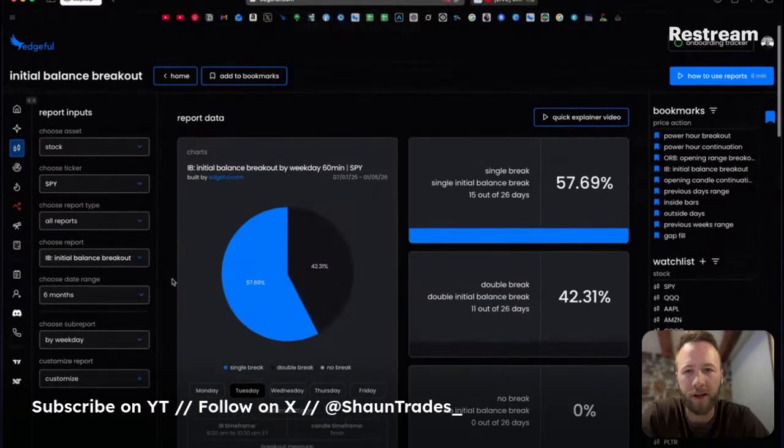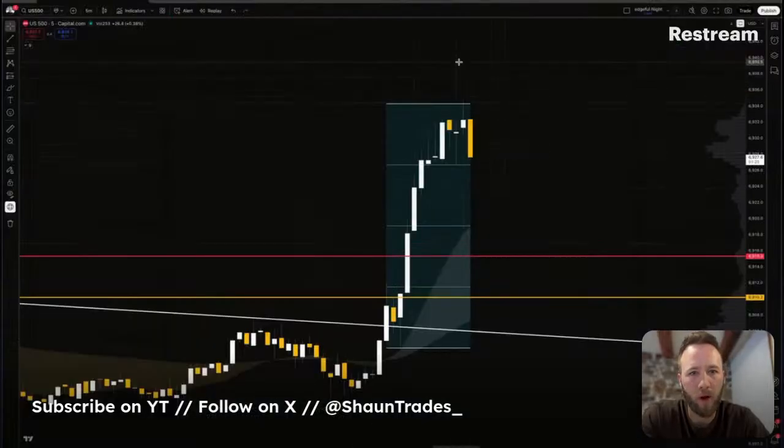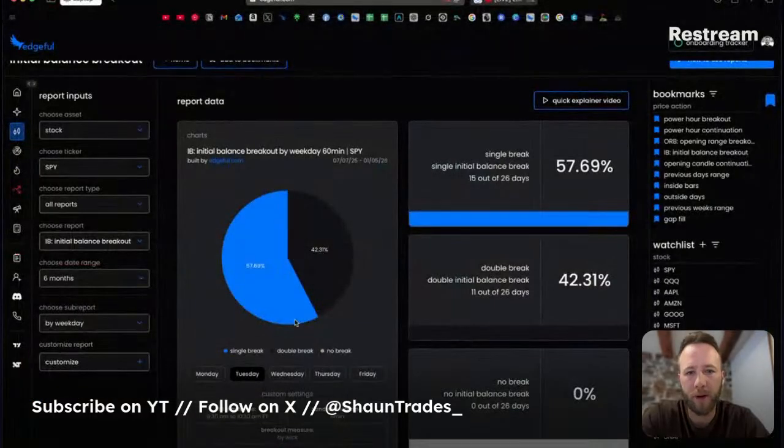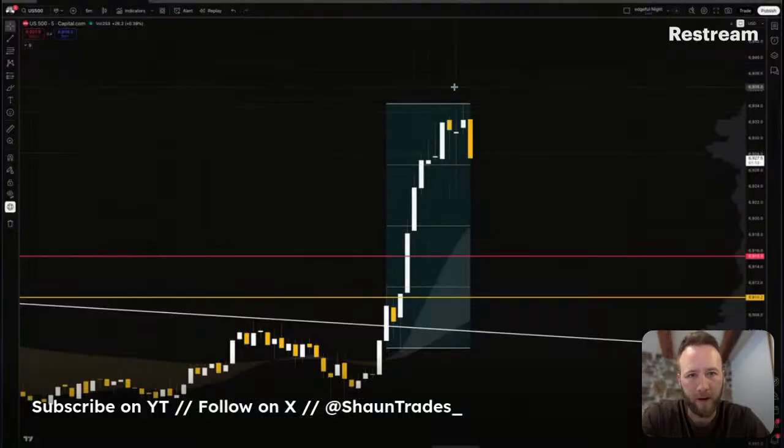So that's quite a lot of data. That's what, 27 weeks worth of Tuesdays. You can see that here, well, 26 weeks is what they've got here. So 57% of the time it has had a single break, and what that means is it's just broken out one way. And then likewise on the other part of this is double break. What that is, is it's gone above here and then come all the way back down and come below here.